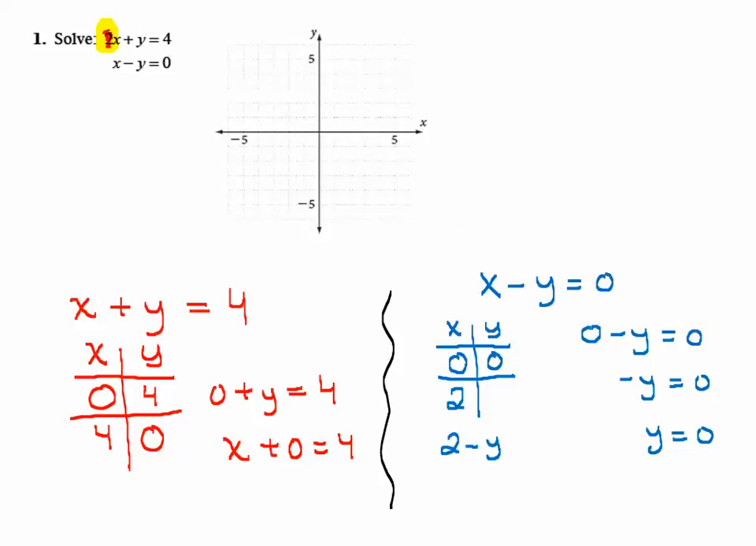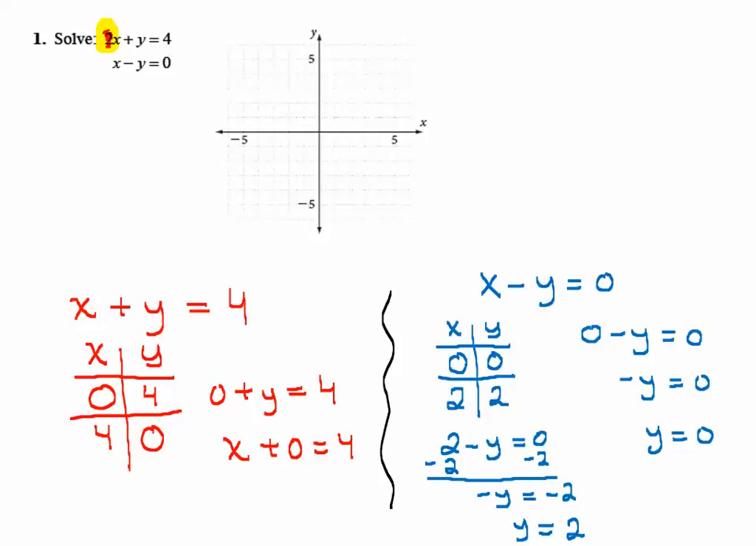Alright, and again, plug it in. I get 2 minus y equals 0. You might have 1 minus y equals 0. That's fine too. Subtract the 2 from both sides. You get negative y is equal to negative 2. Divide through by negative, and I get myself a 2, 2. If you got a 1, you probably got a 1, 1 then.